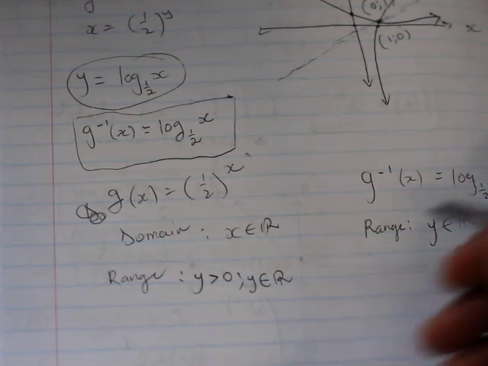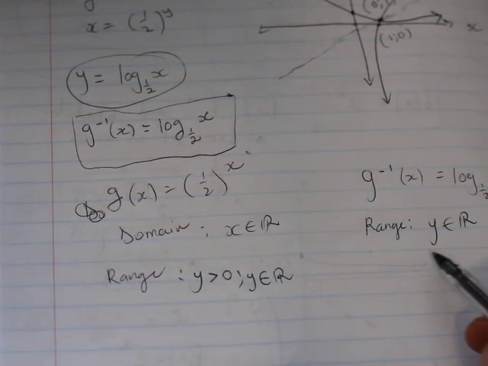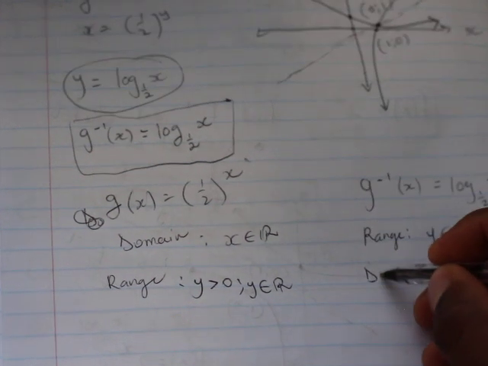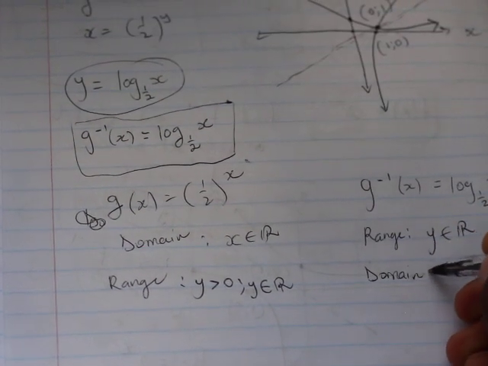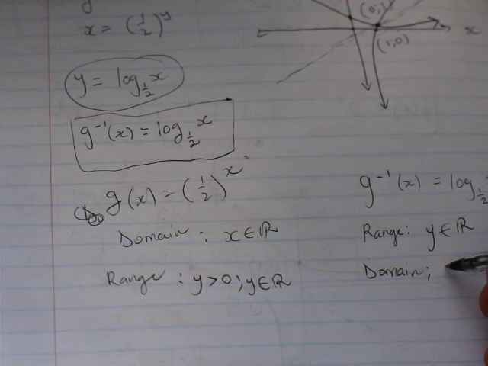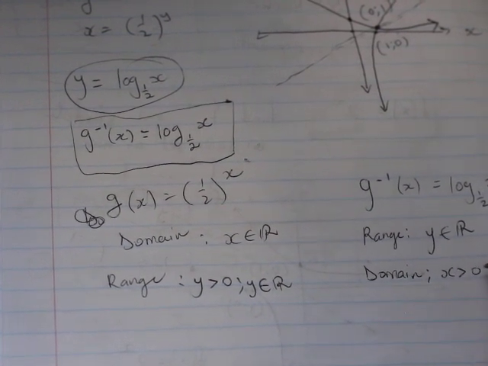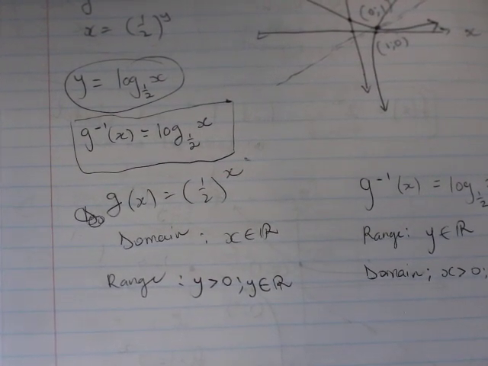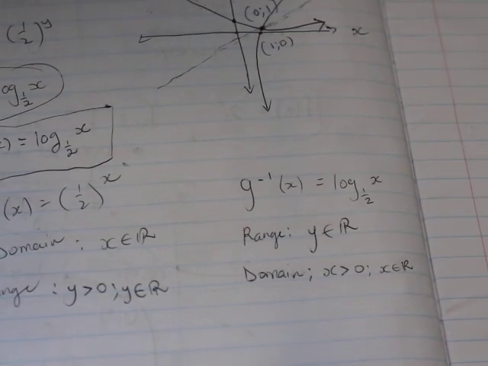So this is going to become the domain of the inverse. So for the domain, we don't even think about it too much. x is greater than 0, x is an element of real numbers. Easy, right?